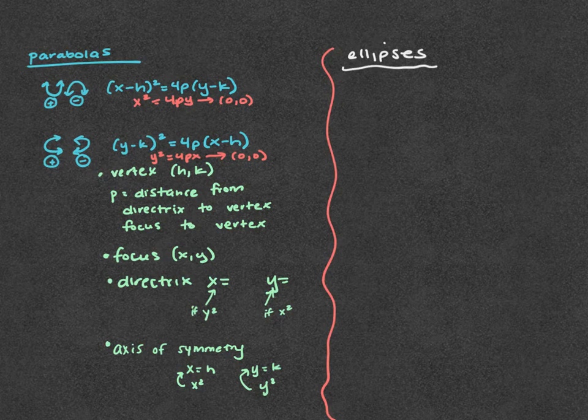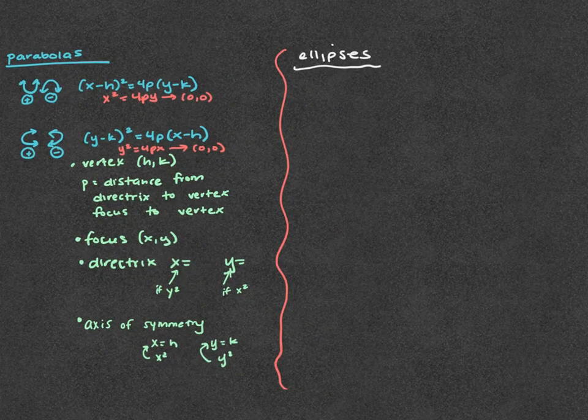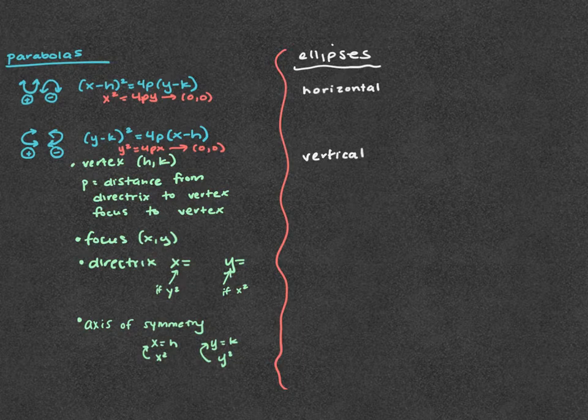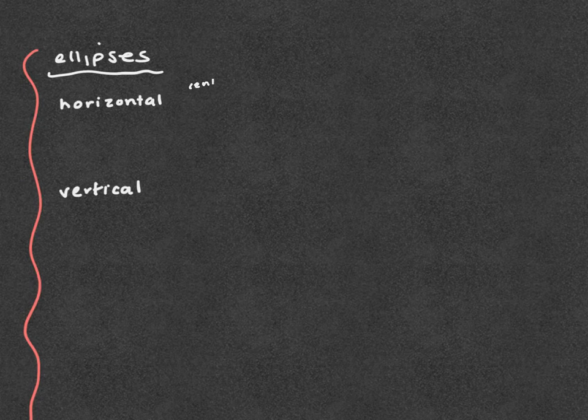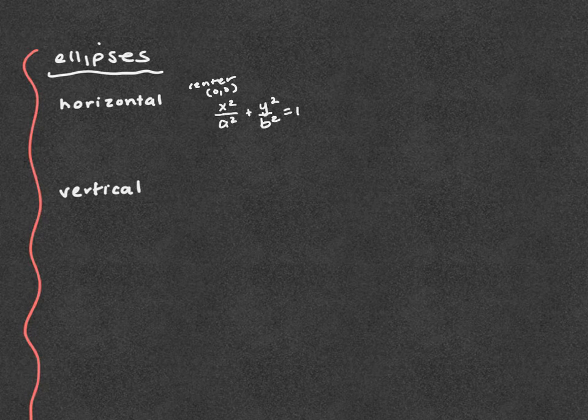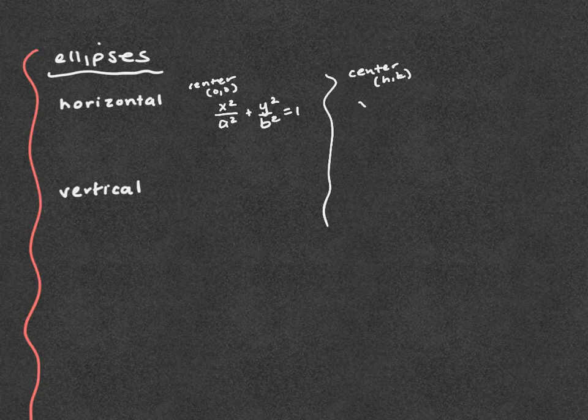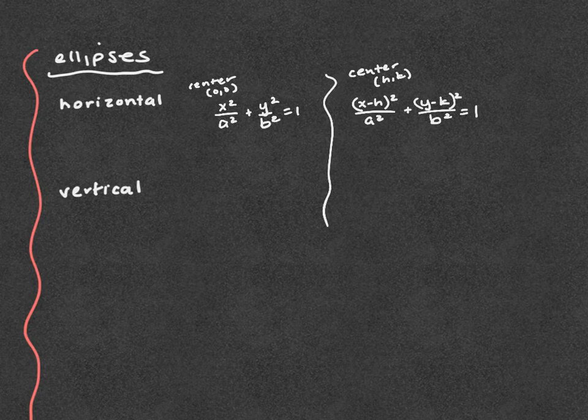Then we did ellipses. So there's two kinds: horizontal, which means it's wider than it is tall; vertical, which means it's taller than it is wide. The horizontal had two formulas. One, if the center's at 0, 0, then it's x squared over a squared plus y squared over b squared equals 1. If the center is not at 0, 0, so it's at (h, k), then it's (x minus h) squared over a squared plus (y minus k) squared over b squared equals 1.